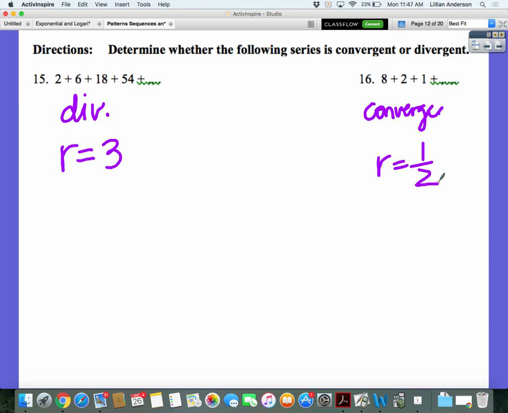8 divided by 2 is 4. Not 2. No. But 2 divided by 4 is not 1, so that's not the ratio either. I know, I couldn't figure that out.